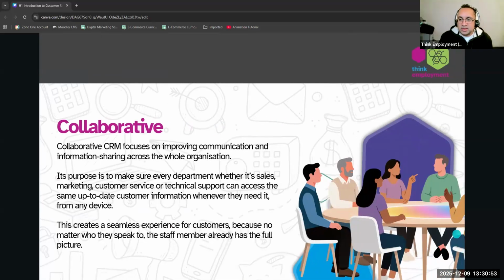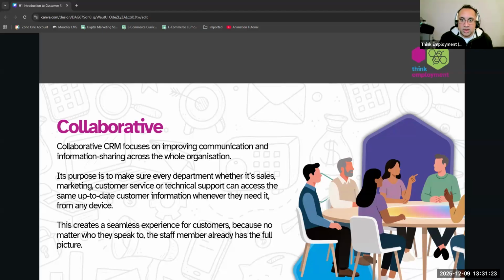By connecting different teams through shared systems, collaborative CRM removes silos and ensures that important customer details never get lost or repeated. For example, if a customer reports an issue with the service to the service team, the sales team can instantly see this information before making contact. The consistent, joined up communication leads to faster problem solving and a more personalized service.